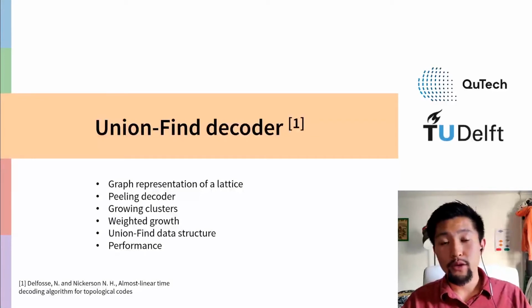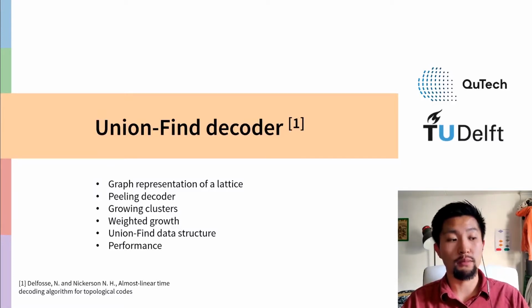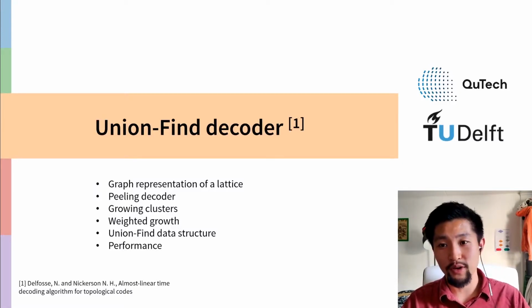Now first, we'll be looking at a different kind of representation of the lattice, the graph representation, which will help us understand the mechanics of the peeling decoder and its derivative, the union-find decoder. We'll be looking at its data structure and again the performance of the decoder.